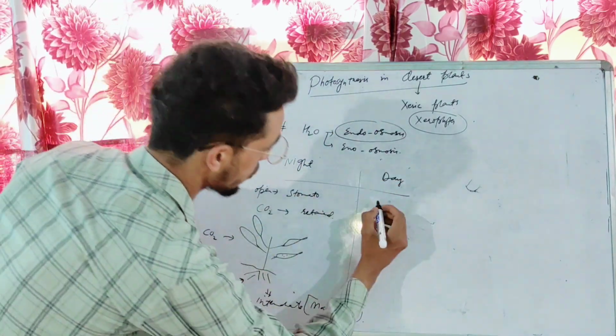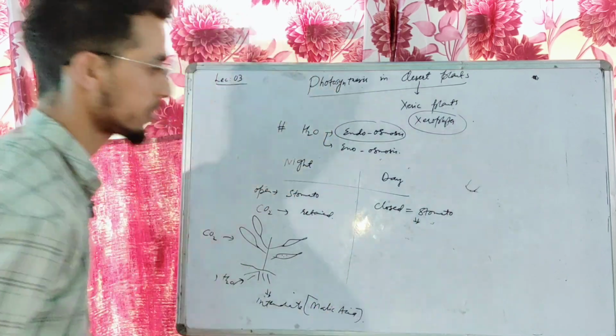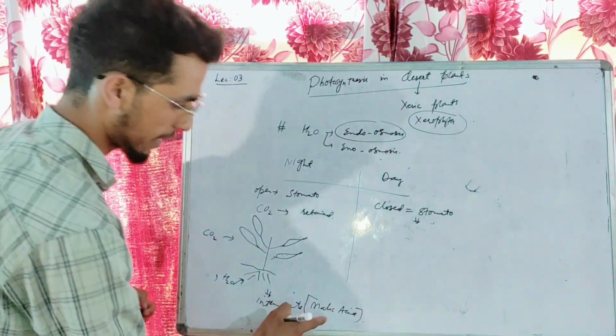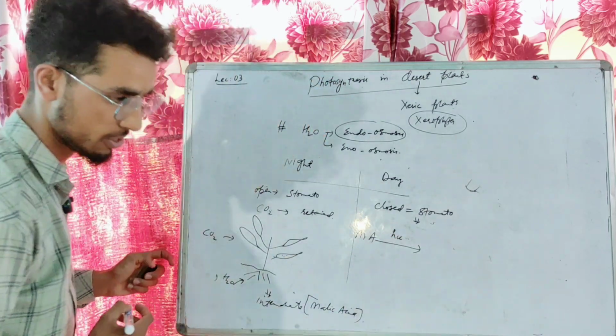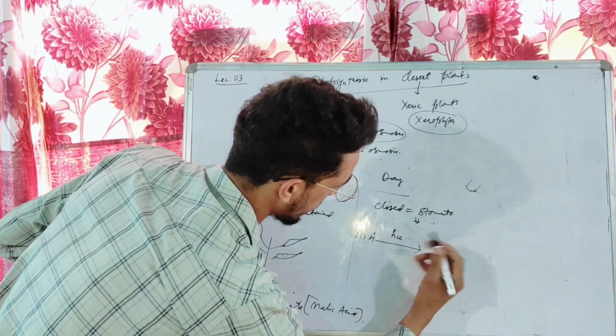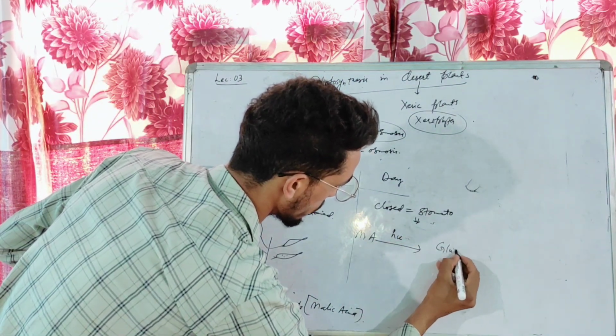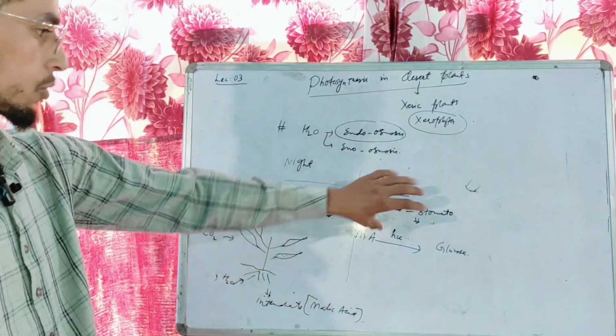And during day, the stomata will get closed. So the stomata will be closed, and once it's closed, now what happens? This malic acid, in presence of sunlight, h nu, Planck's constant to be precise, as we call it in physics, will be converted into glucose, which we need very much. We need glucose. So during day, the stomata is closed.